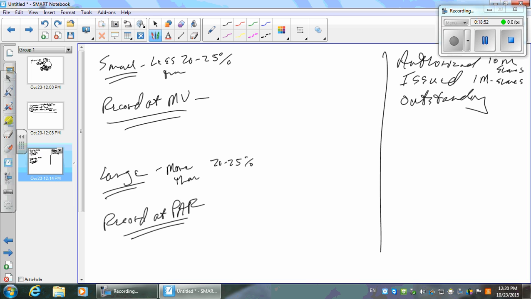Is outstanding the same as unissued? No. Good point. It's not. By the way, if authorized is 10 million and issued is 1 million, how many are not issued? We'd call that unissued. 9 million. That would be unissued. That's a great question. Outstanding is something else.